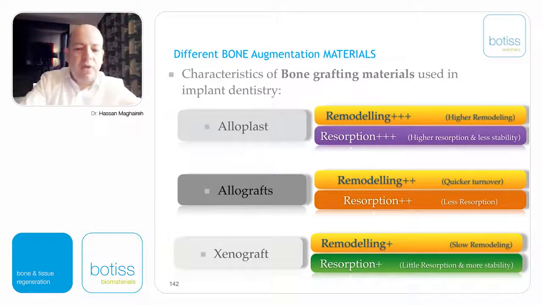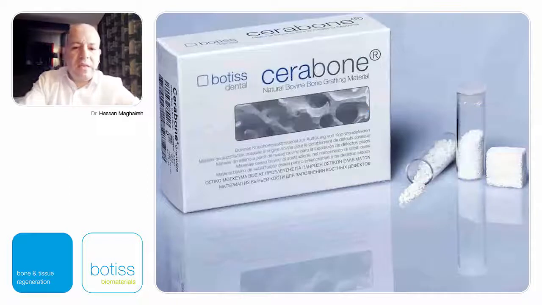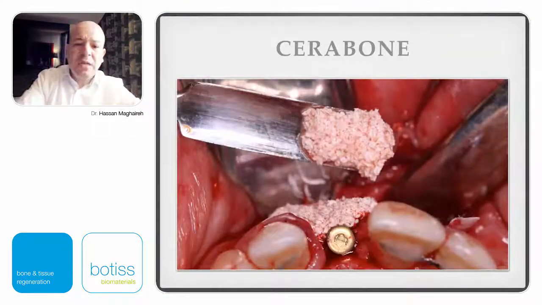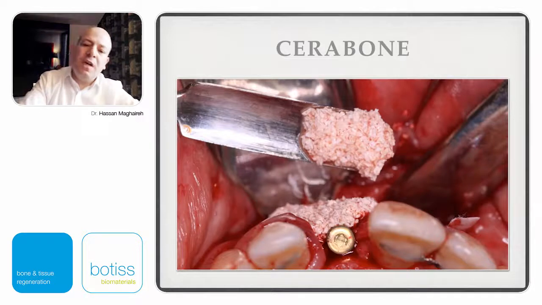So it's going to give me good stability in the long term. And that convexity which I built for the aesthetic cases is going to stay there. So cerabone is my choice. And I told you I like cerabone because it's a xenograft, tested, been on the market for a long time. And I find it very easy to use.